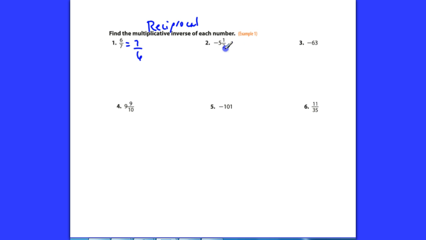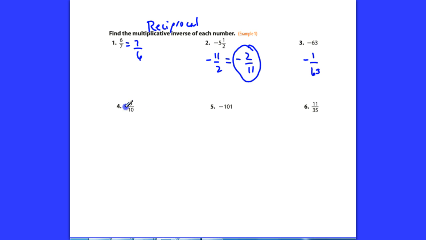Now, number 2 is a little crazy because you have a mixed number. You have to change it. You do have to fix it. 5 times 2 plus 1, the check mark. 5 times 2 plus 1. 10 plus 1 is 11 over 2. So its reciprocal is -2 over 11. That's the answer there. But you do have to change that to an improper fraction first. All right? The reciprocal of -63 would be -1 over 63.